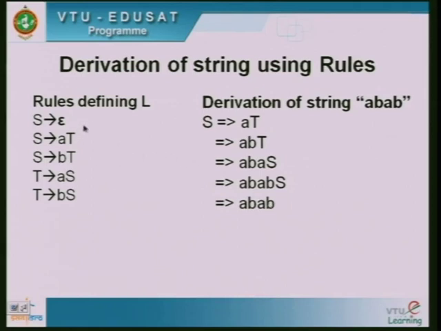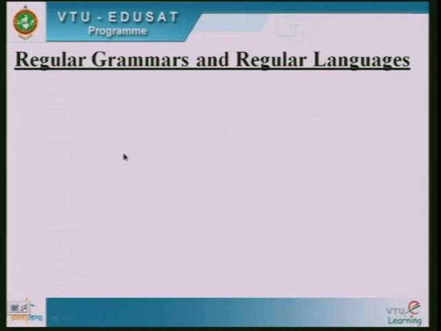So like this, you can derive any string of even length using these rules. You should write a grammar in such a way that it does not generate strings of odd length. However you apply these rules, it should generate strings of even length only, then your grammar will be correct. Now, let us see the equivalence of regular grammars and regular languages.